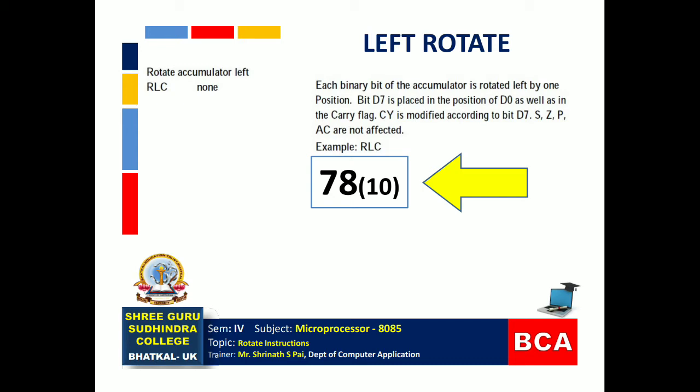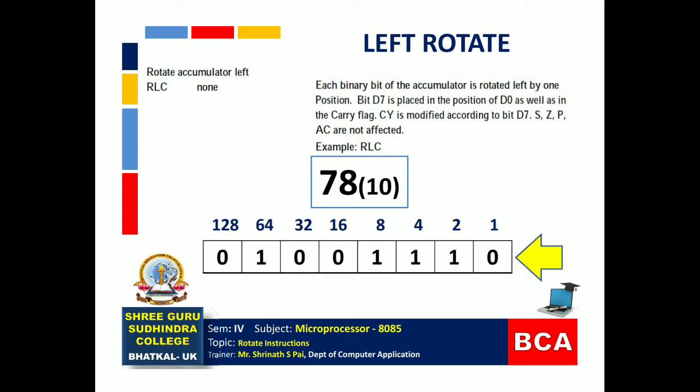At first, let us focus on left rotate operation, and the instruction we are discussing is RLC, rotate accumulator towards left side by one position. To understand this, let us take one example. The example number is 78. Number 78 is in decimal format. This decimal format has to be converted into binary. When you convert 78 in binary, we'll get this pattern, 01001110. This is the binary equivalent of number 78.